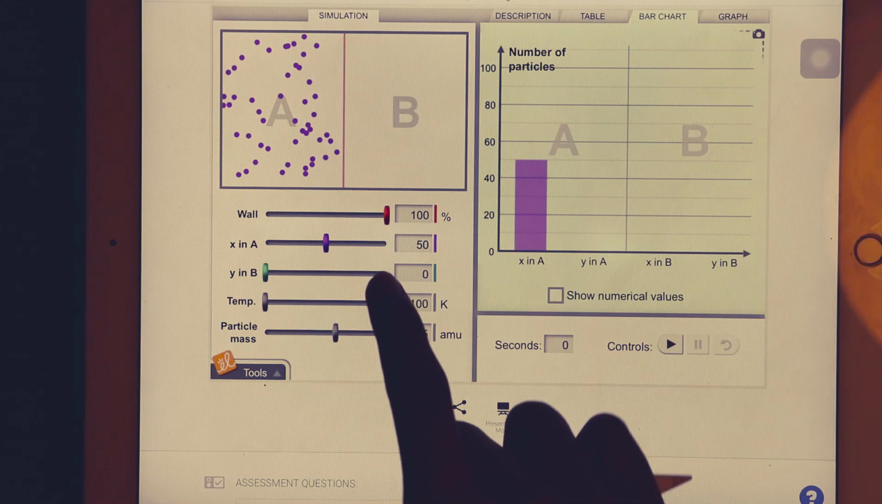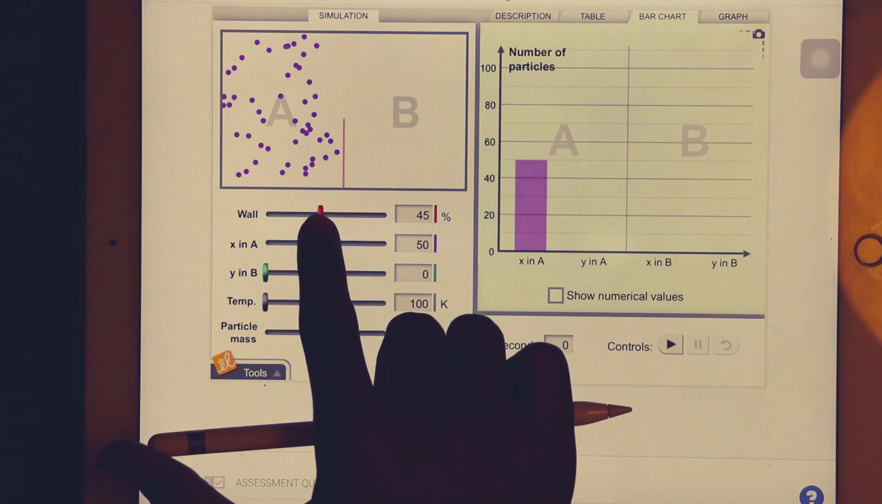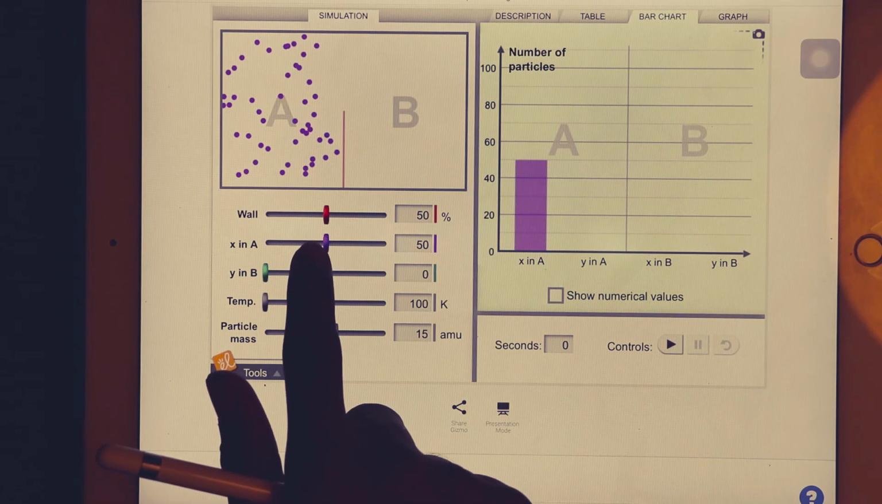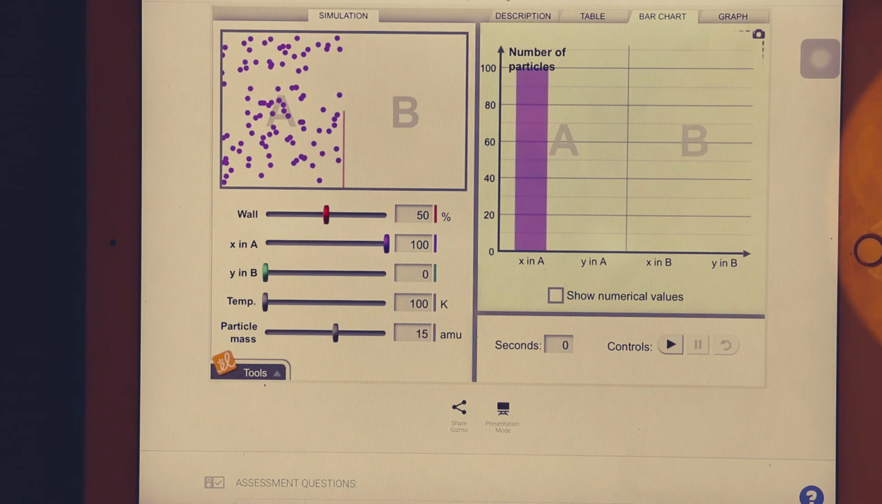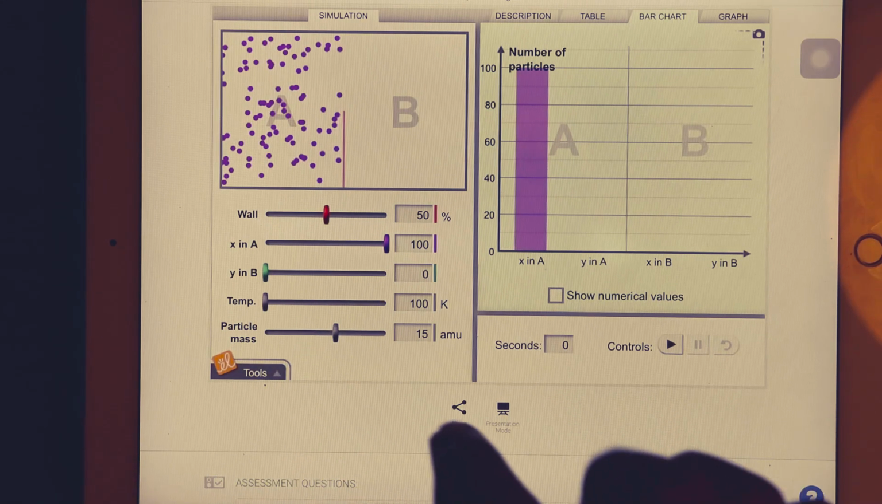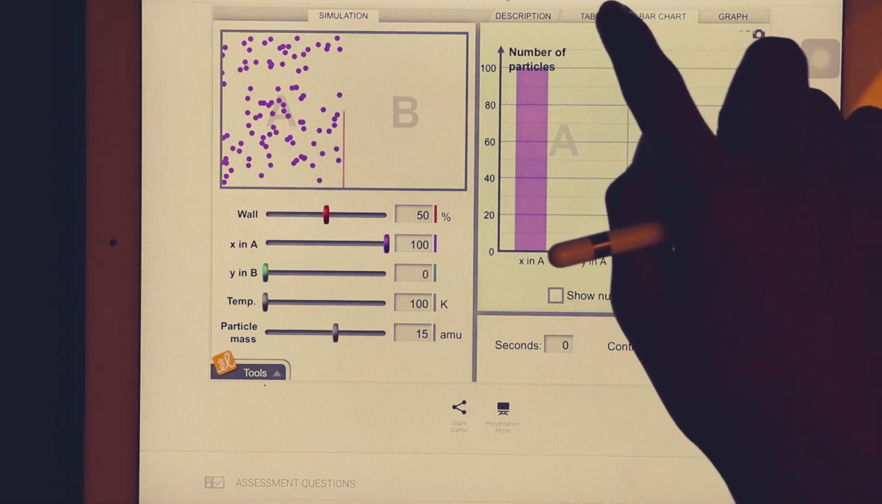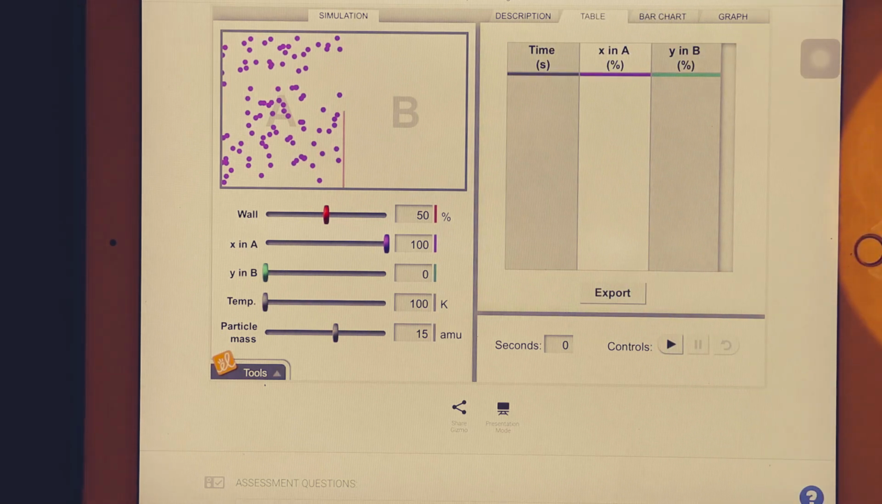And take the wall and set it to 50. And then A should be at 100. And if your graph, if this area looks like mine, you'll be good to go. Now, the first thing that you're going to want to do is change it to table, just so it's a little easier to see the numbers.